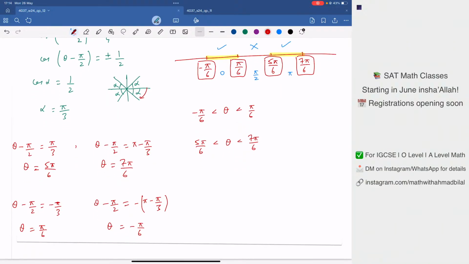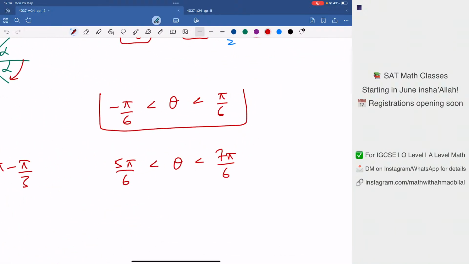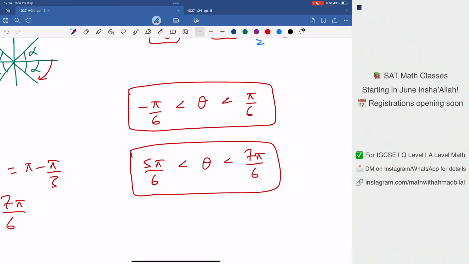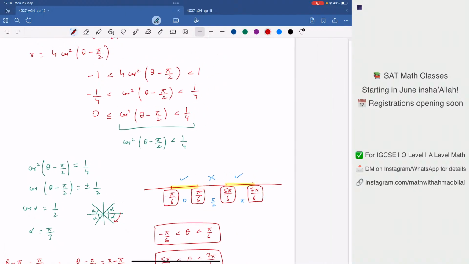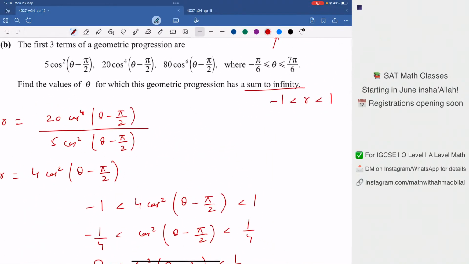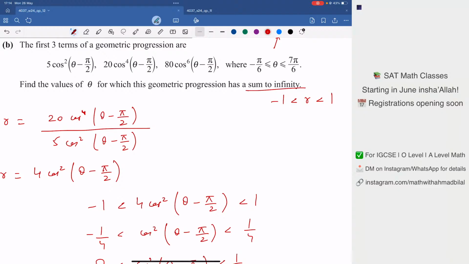Okay, so these are the values that we get. Theta is between these two values and between these two values. Okay, and that's your final answer. This is what you wanted to find out here. This will be fine. However, if you want to be more accurate, if you're aiming for that distinction, in this case, you can think of it a bit more. It's a geometric progression.